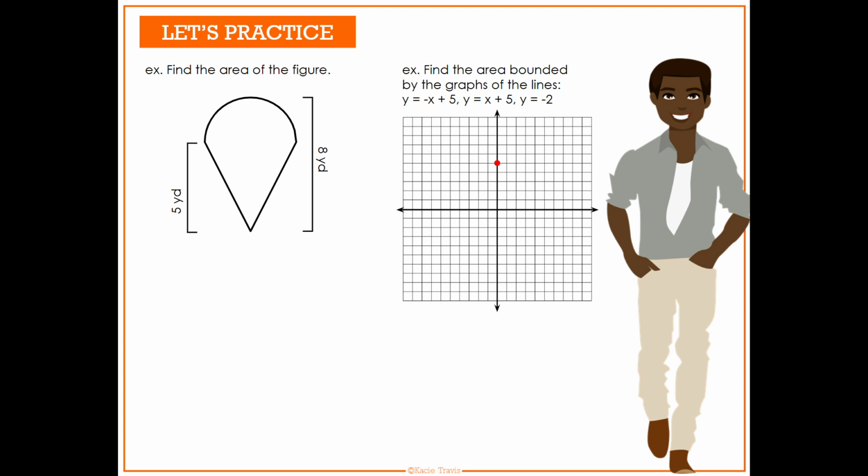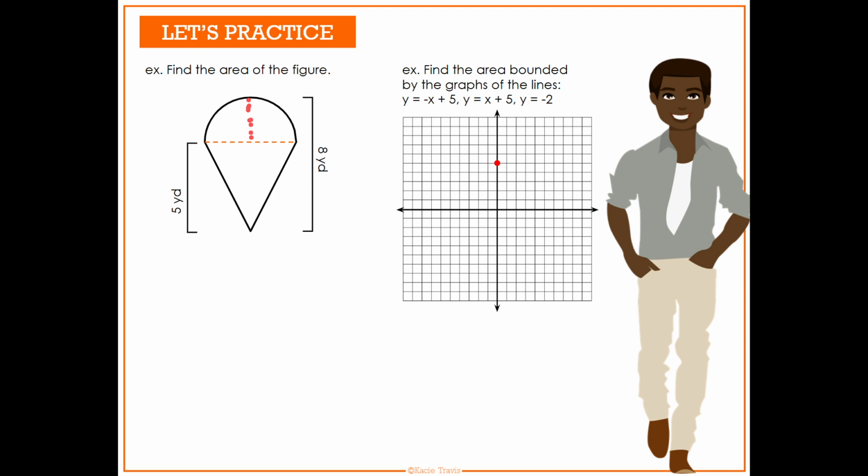Alright, now we got 2 more composite figures that are being made over here. And then we got a bounded region over there on the coordinate plane. So let's go through and deal with these. Looks like we got ourselves a semicircle once again. So let's go through and deal with our radius to start off with.